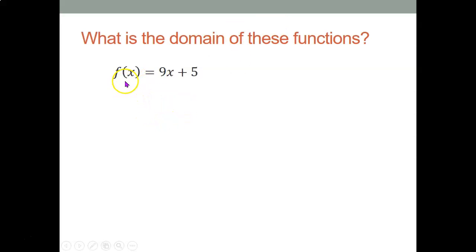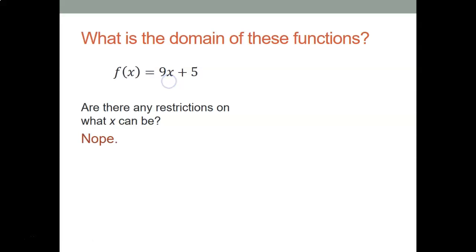So how about a function like f of x equals 9x plus 5? This means this function takes whatever number you give it and outputs 9 times that number plus 5. Are there any restrictions on what x can be? Are there any numbers that you can't do that to? Nope. You can do that to any number. You can take 9 times any number and add 5 to it. So the domain is all real numbers.